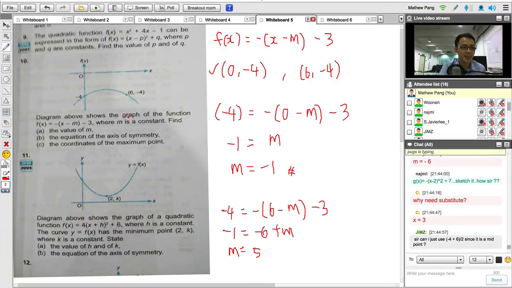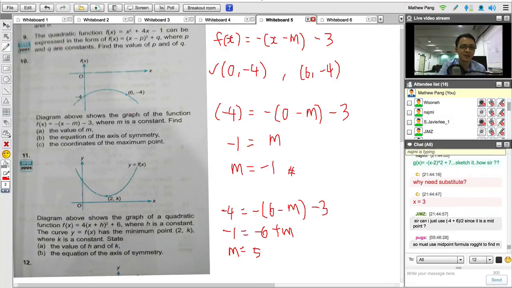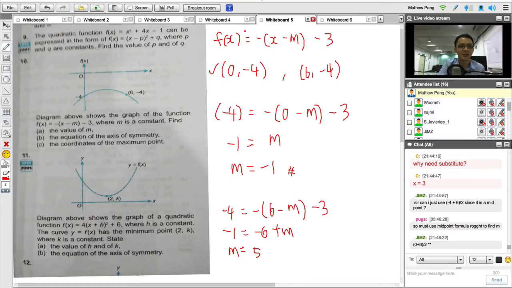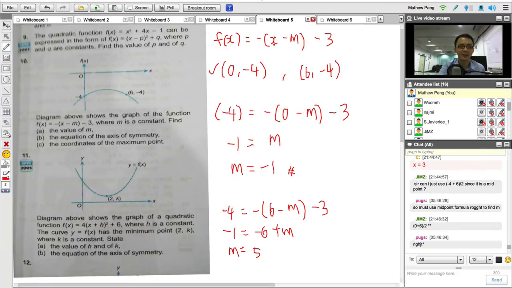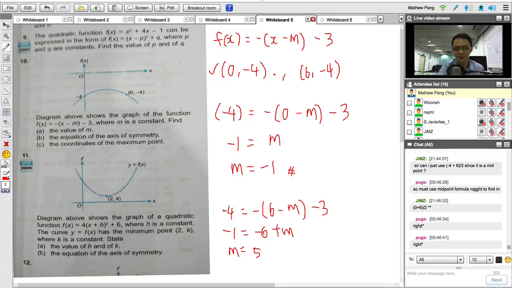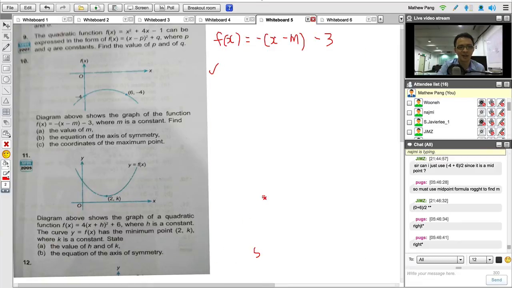Supposedly, let me see, (0, -4). This is substituting 0 for x, -4 for y. So I must use the midpoint formula to find it. I think something is wrong over here, because normally I can substitute the coordinate and get the answer, but this time I can't. Because we know this one is always a parabola graph, right?